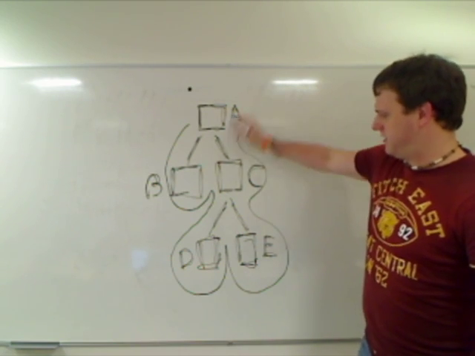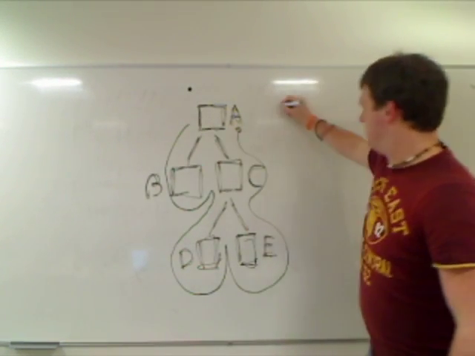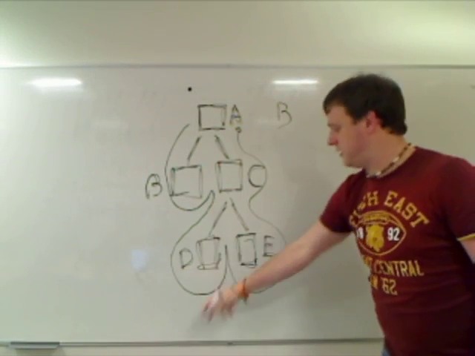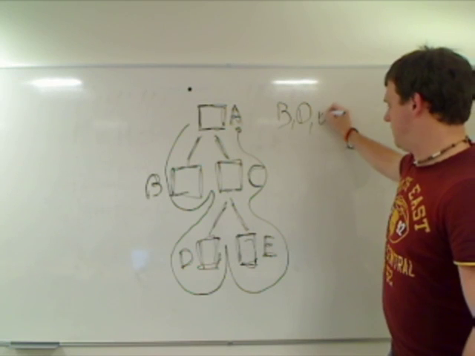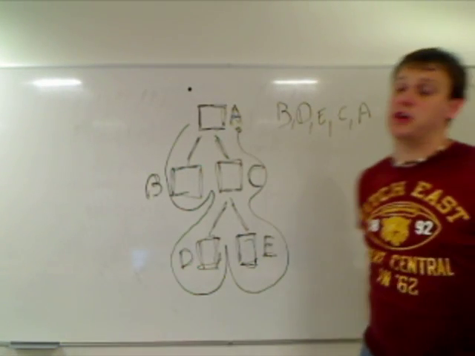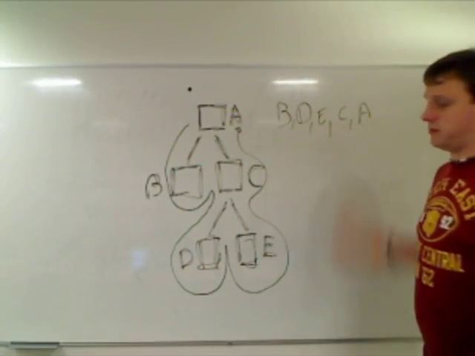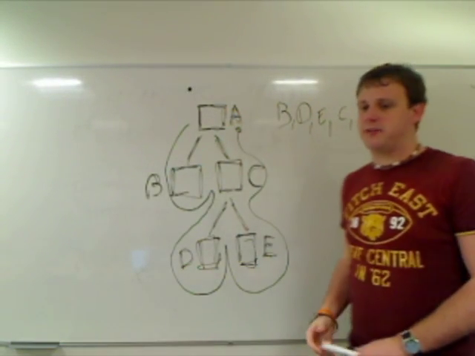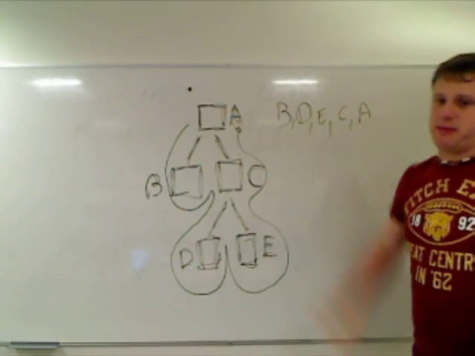I think you do post order, so you would write B, D, E, C, A. So you iterate your post order dependency, and you end up with a list of services that you need to start. Okay, so that's dependency-based init.